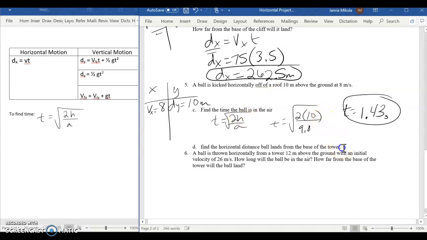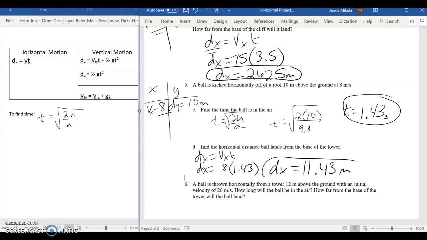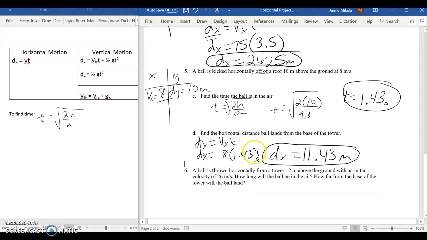We take that information down here. Find the horizontal distance. So dx equals vx times t. dx equals vx was 8 and time 1.43. So dx equals about 11.43 meters.